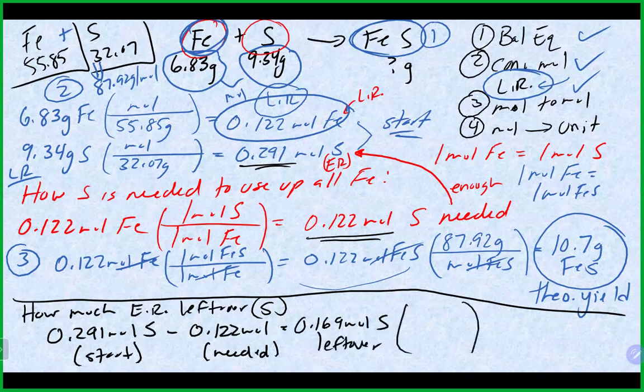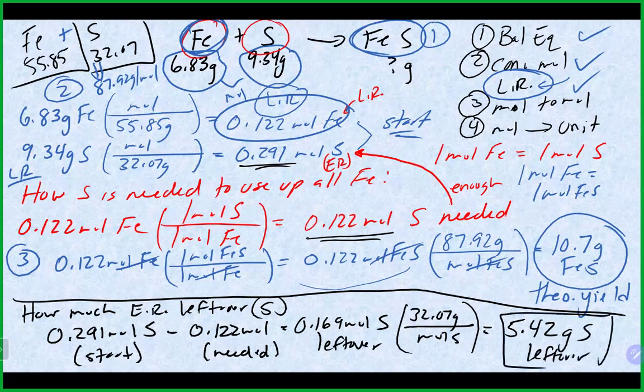And we can use the molar mass of sulfur there, 32.07 grams per mole. And we'll end up with about 5.42 grams left over. So we started with about 9.34 grams. We used about 5.4. So just under 4 grams was used in this reaction of sulfur. And we still had about 5 and change grams of it left over. Any questions on any part of that calculation there?